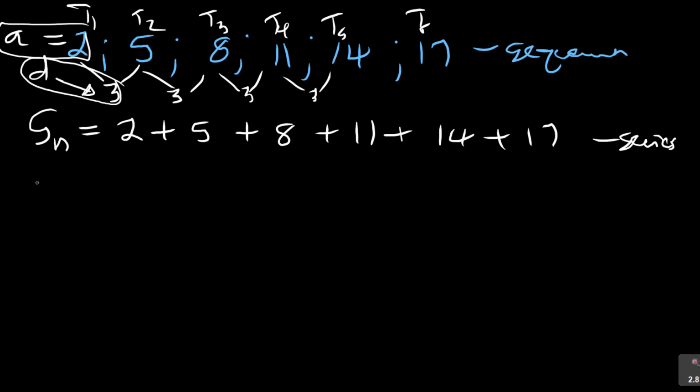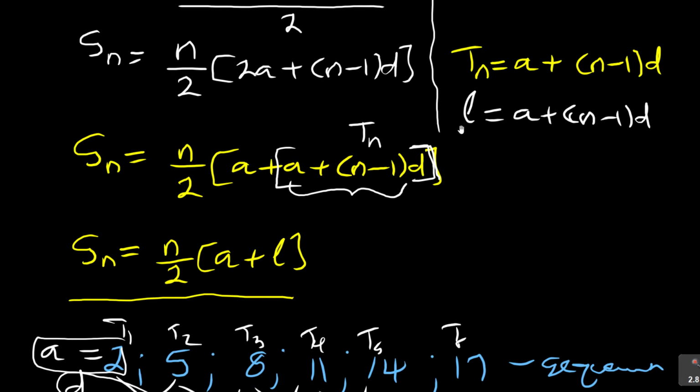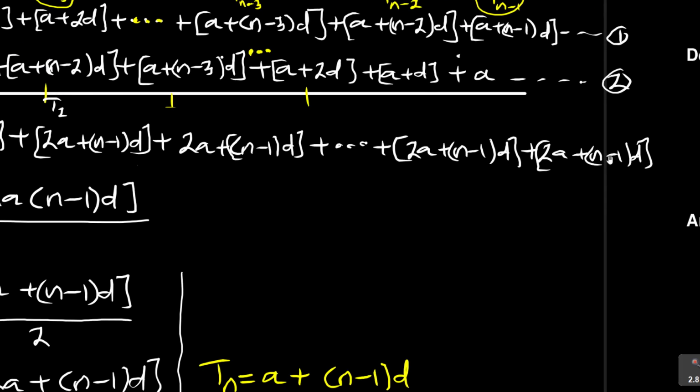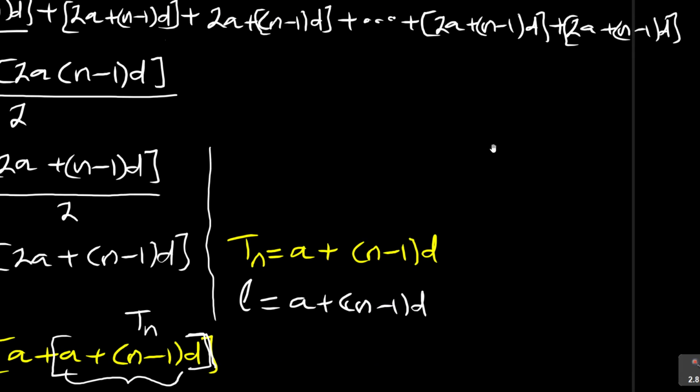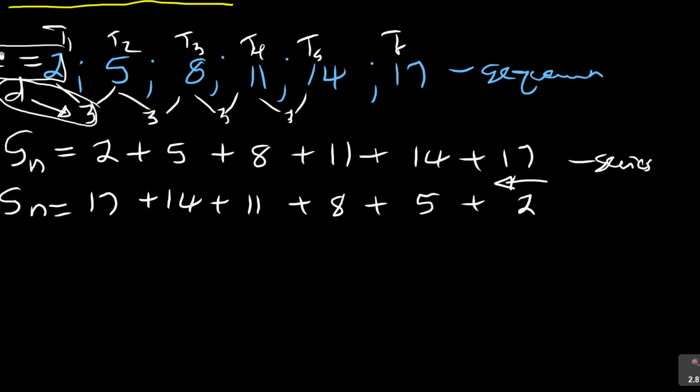Now I can also write my new Sn. You start from the end, in this direction. So when you start in this direction, you will have 17 plus 14 plus 11 plus 8 plus 5 plus 2. Remember what we did? That's what we did: for number 2, I started from the end, so if you still remember what I was doing.